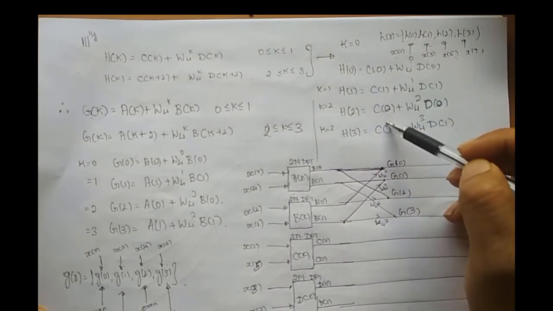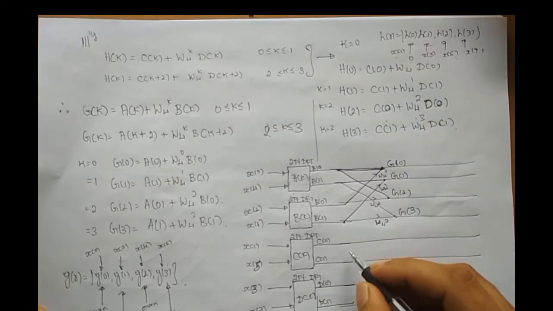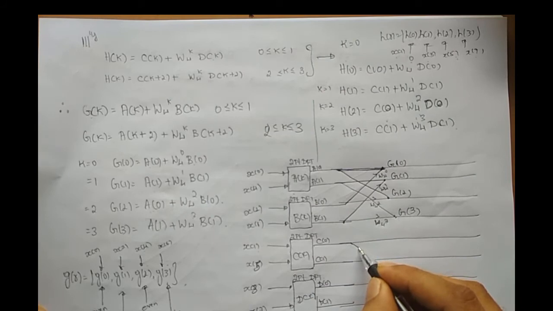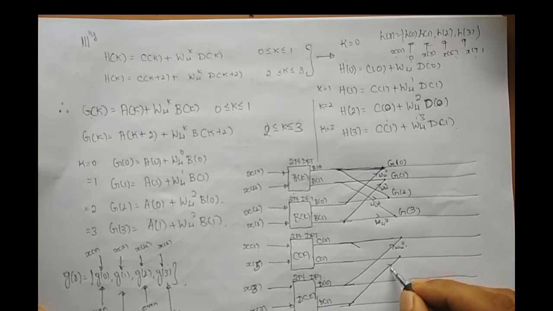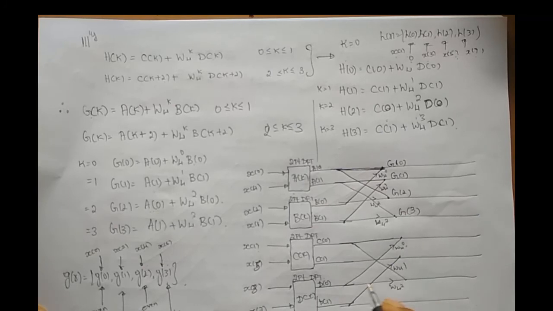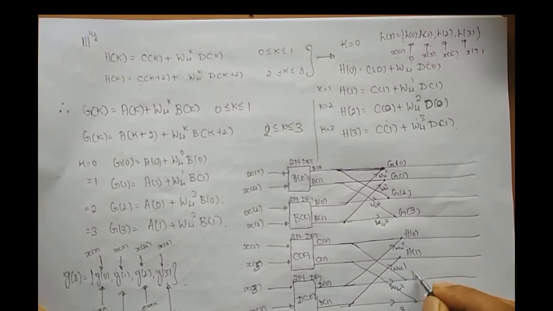So similarly for h of 0, h of 1, h of 2, h of 3, I have c's, but the corresponding d's I have to scale by W4, right? So it's something like this: c of 0 and d of 0 has to be scaled by W4 power 0, and d of 1 has to be scaled by W4 power 1. So here d of 0 has to be scaled by W4 power 2. So d of 1 has to be scaled by W4 power 3. So this is h of 0, h of 1, h of 2, h of 3.